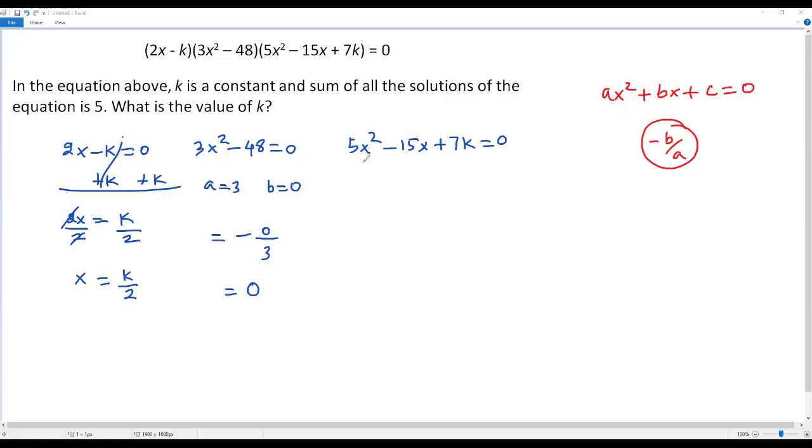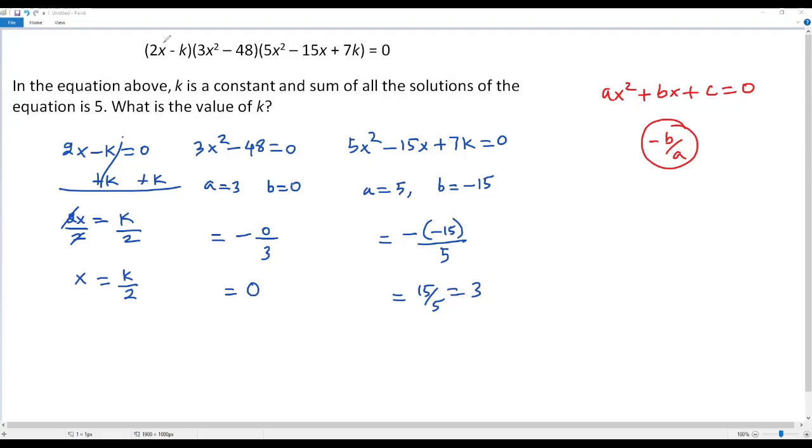Okay, now let's do the same thing for this quadratic equation as well, because this one is also in standard form, ax² + bx + c = 0. So in this case, a = 5, the coefficient of x², and b = −15, which is the coefficient of x over here. Then the sum of the two solutions by the formula is negative b, which is negative of −15, divided by a, which is 5. Negative times negative becomes positive. I'm getting 15 divided by 5, which is equal to 3. Okay, I got the sum of the two solutions of this quadratic equation, that is 3.